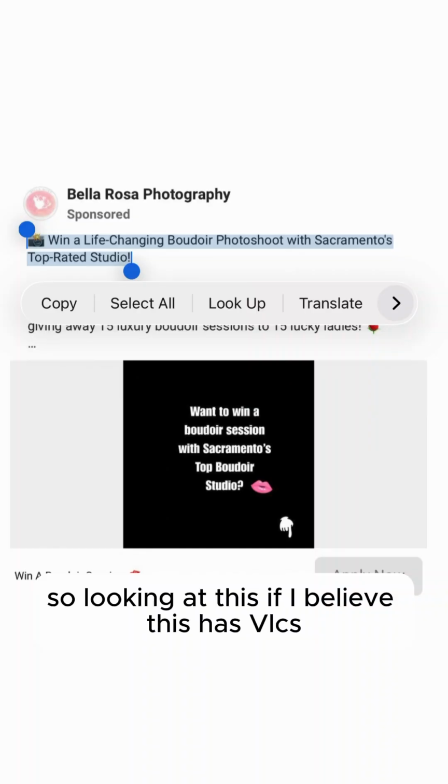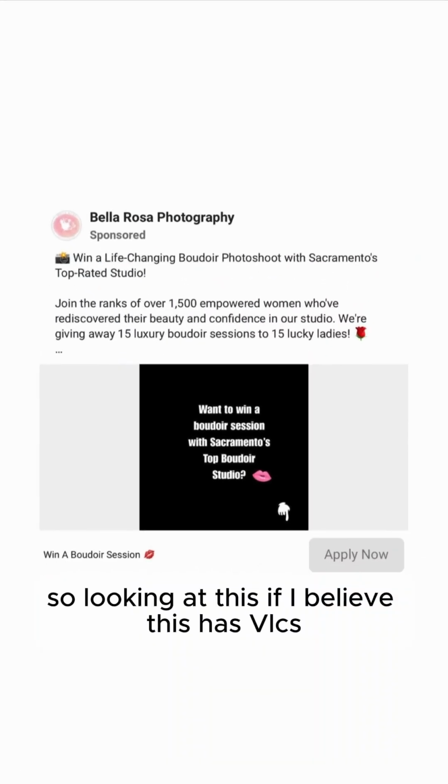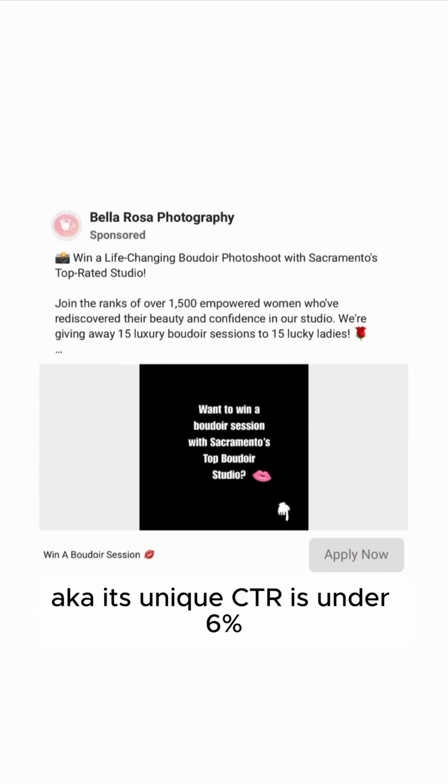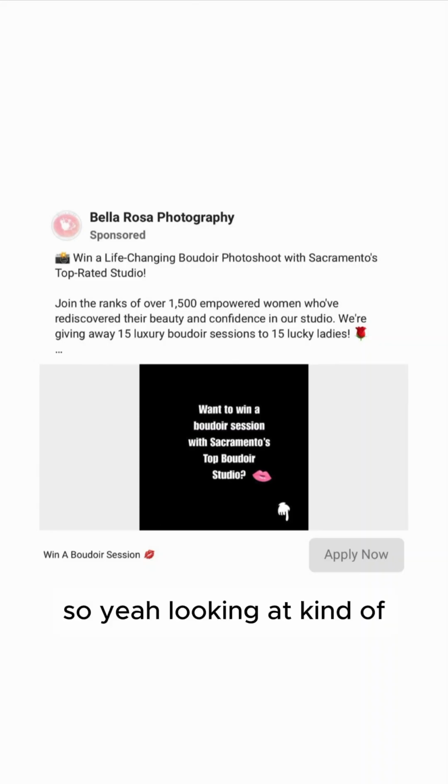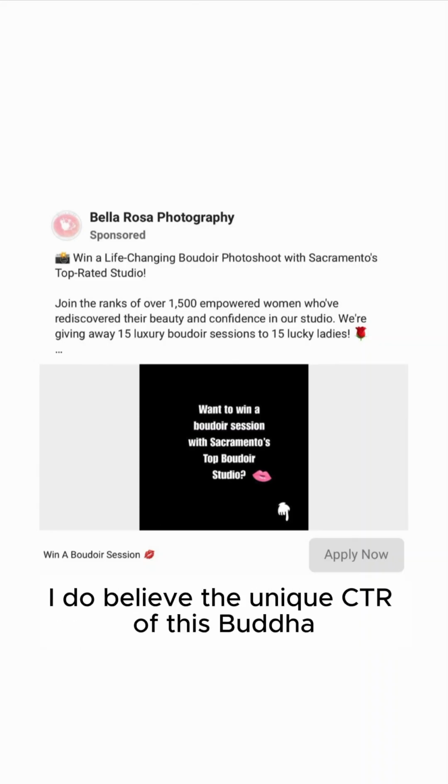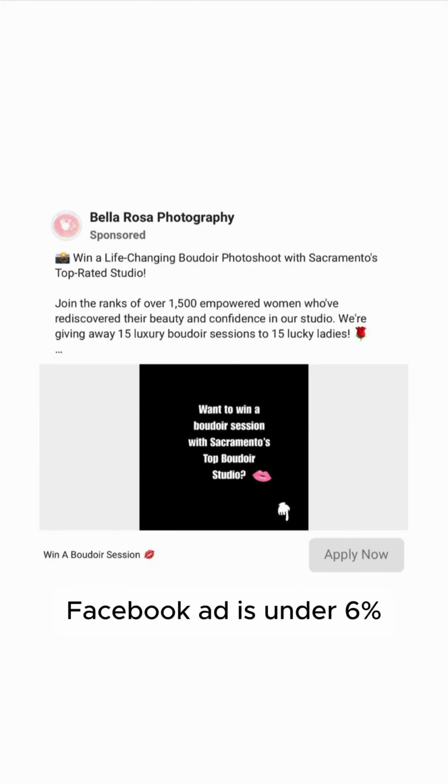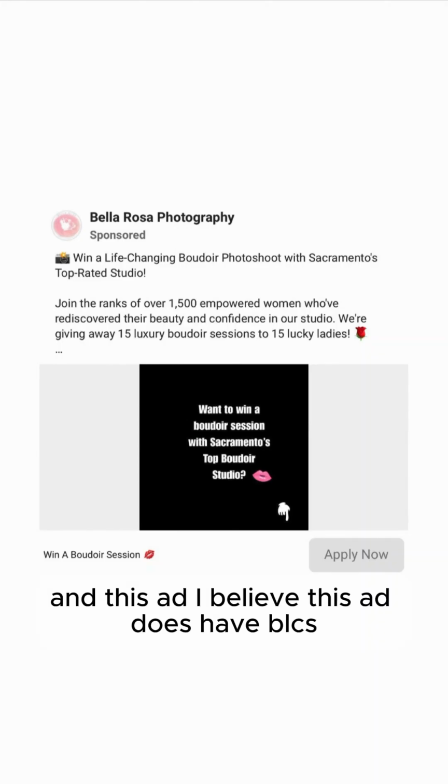So looking at this, do I believe this has BLCS, aka its unique CTR is under 6%? So yeah, looking at all the things that I've pointed out, yes, I do believe the unique CTR of this Boudoir Facebook ad is under 6%, and I believe this ad does have BLCS.